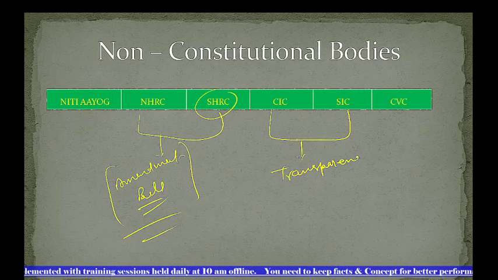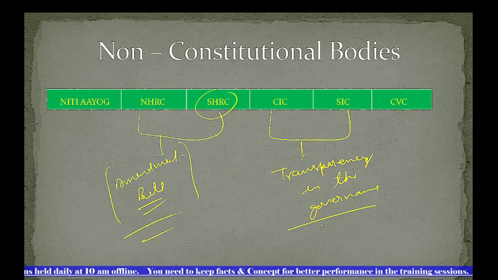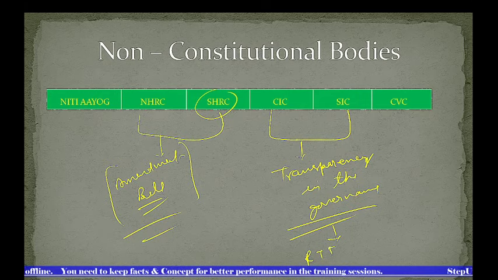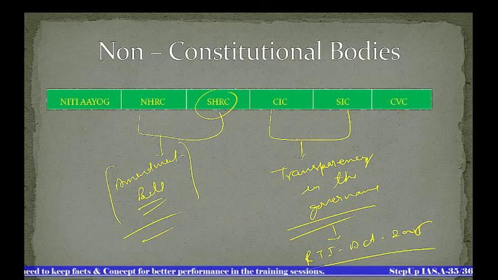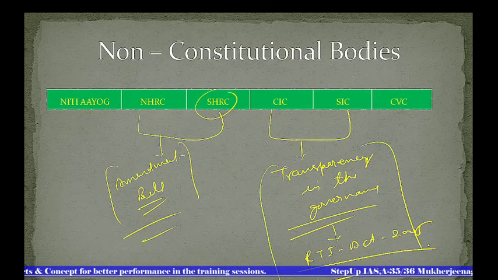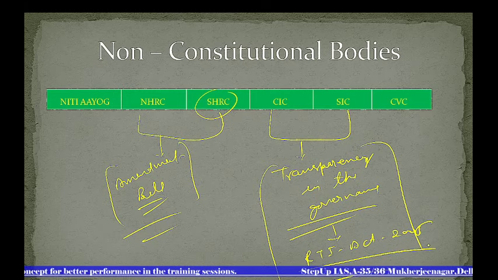Chief Information Commission, Chief Information Commissioner, this brings transparency in the governance. Transparency in the governance, it is the result of Right to Information Act, RTI Act. So they are ensuring transparency in the governance.